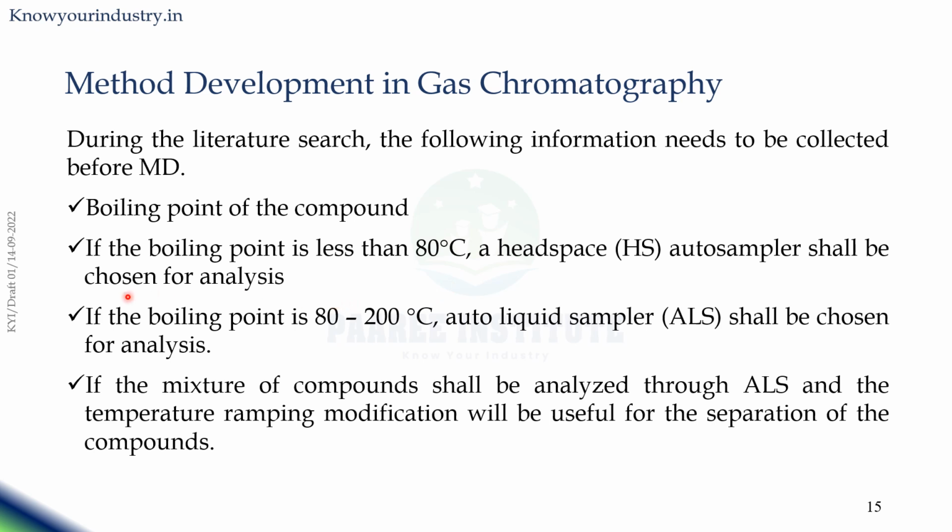Generally, the boiling point of the compound should be less than 80 degrees centigrade, for which we use a headspace autosampler, where you can use the samples directly. This is generally used for very highly volatile organic compounds having a low boiling point, and generally the organic solvents. If the boiling point is 80 to 200 degrees centigrade, you can use the auto liquid sampler ALS for the analysis.